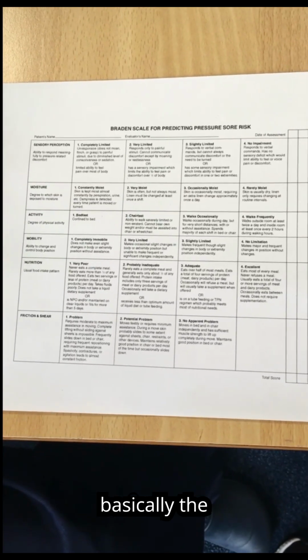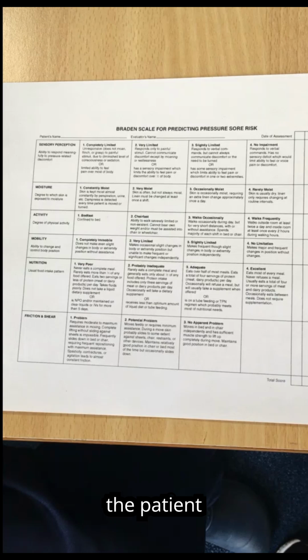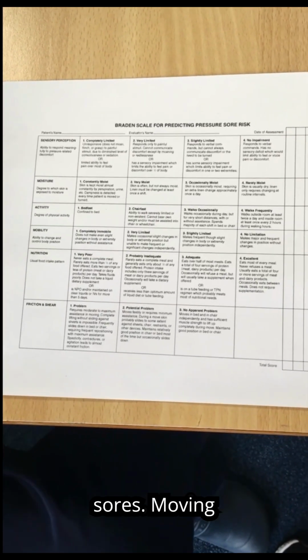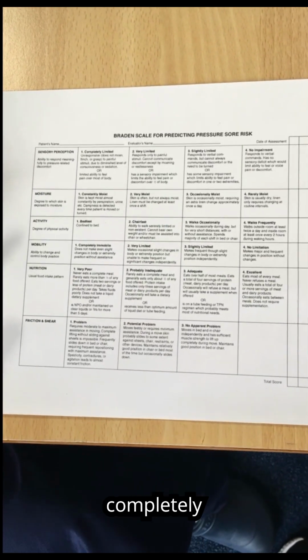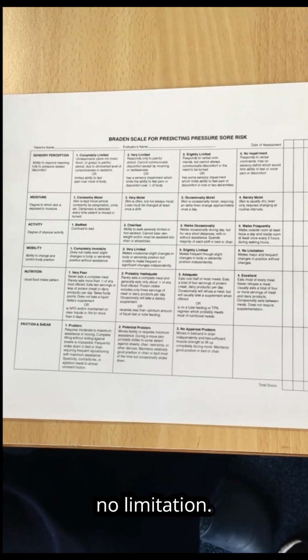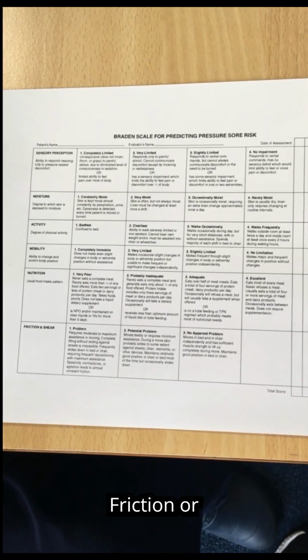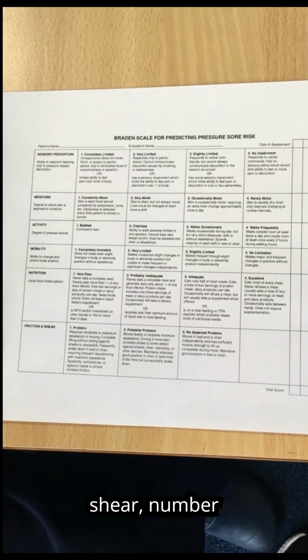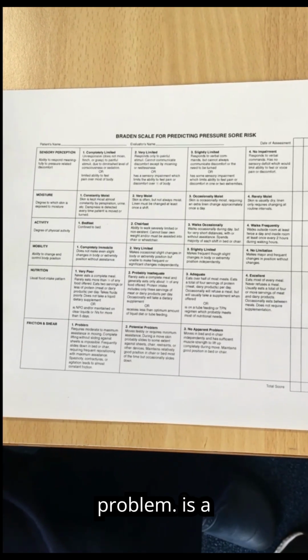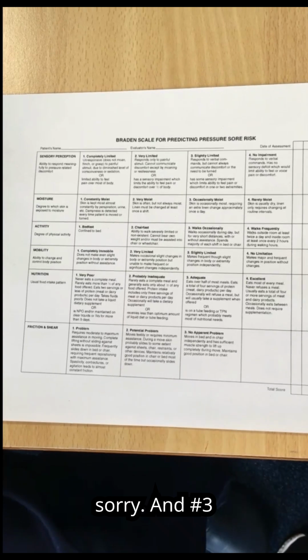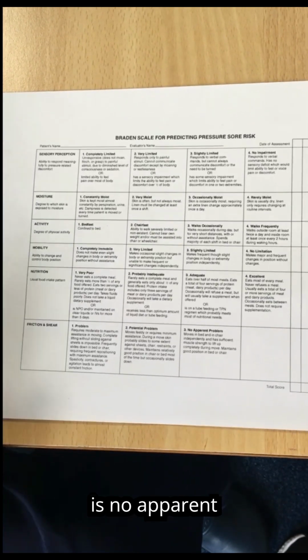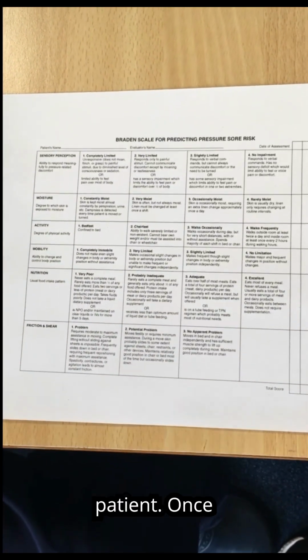Basically the lower score the patient has, the more unwell they are and the more susceptible they are for pressure sores. Moving on, we have mobility. Again, number 1 is completely immobile and number 4 is no limitation. For nutrition, we have number 1, which is very poor, or number 4, which is excellent. Friction or shear, number 1 is a problem, sorry, and number 3 is no apparent problem, so that again would be your independent patient.